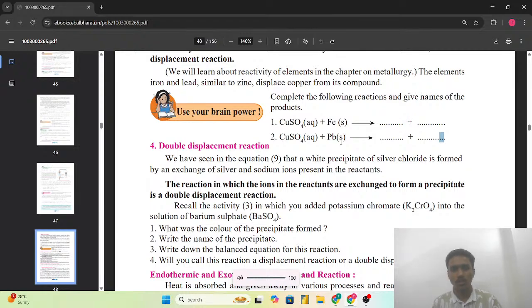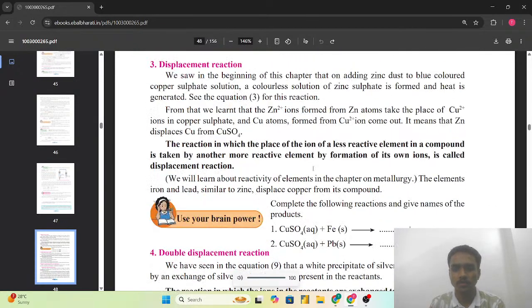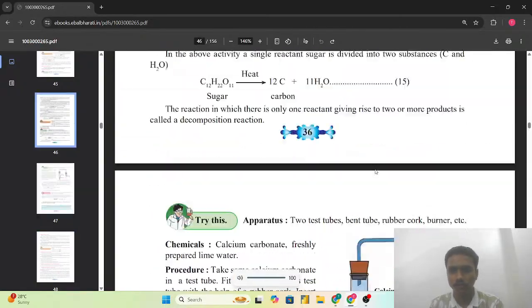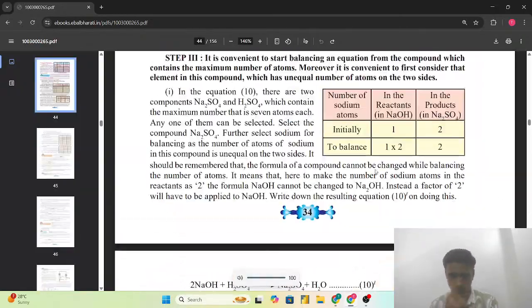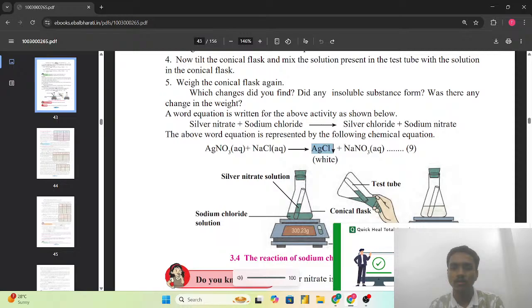Now we are going to see the double displacement reaction. We have seen in equation 9 the formation of the precipitate of AgCl. We take silver nitrate and react it with sodium chloride. So AgNO3 reacts with sodium chloride, and there is the formation of a white precipitate of silver chloride, and NaNO3, that is, sodium nitrate, is formed.